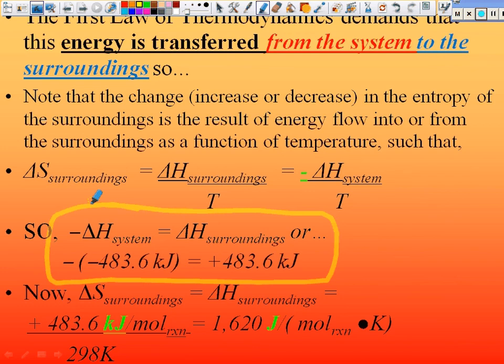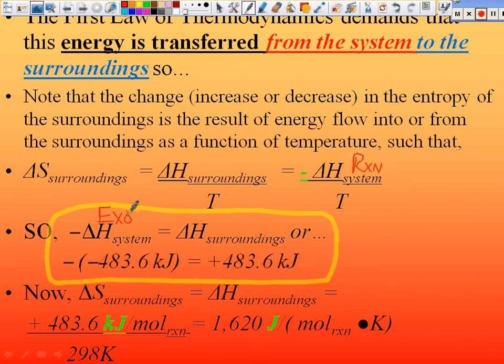Because if the delta H of the system is negative 483, then the delta H of the surroundings is positive 483. All right, here. This should make sense. If delta H of the system, now what is the system? Very good. Say that again. It is the reaction. If the reaction is exothermic, what's the sign of delta H? So do you agree that this is exothermic? So what is this reaction doing in terms of energy? It's giving it off.